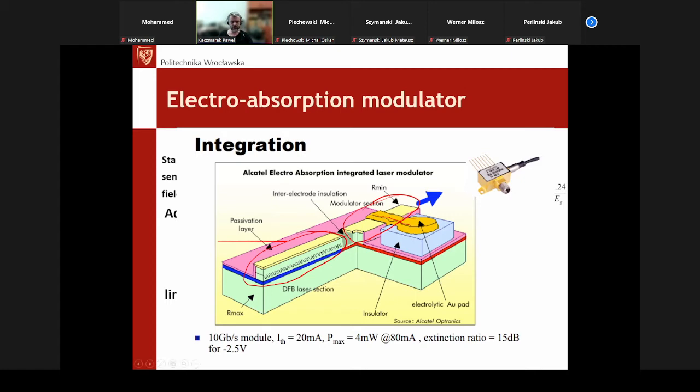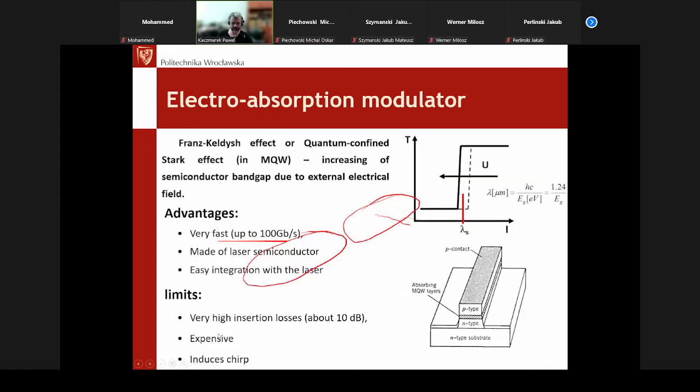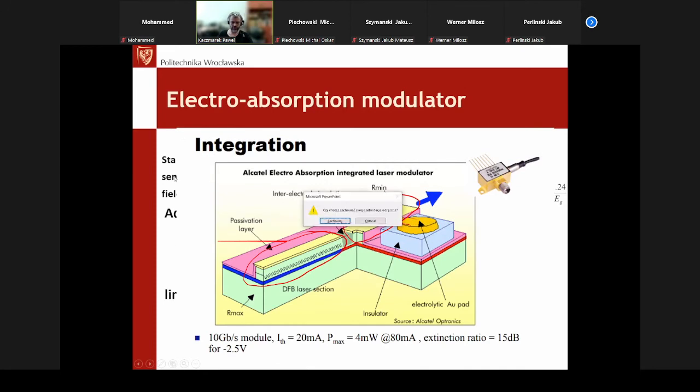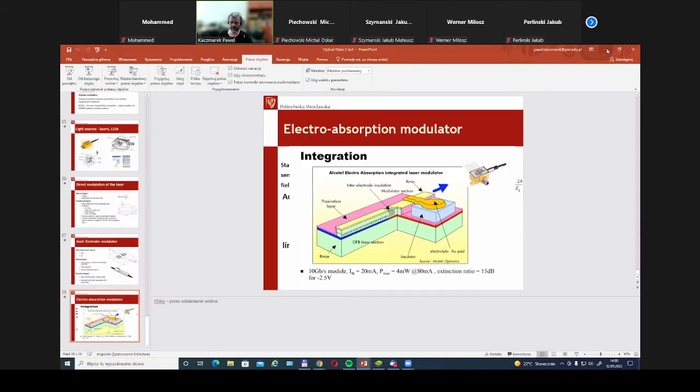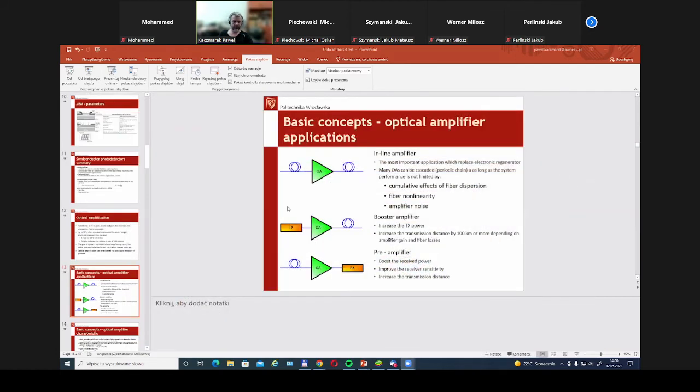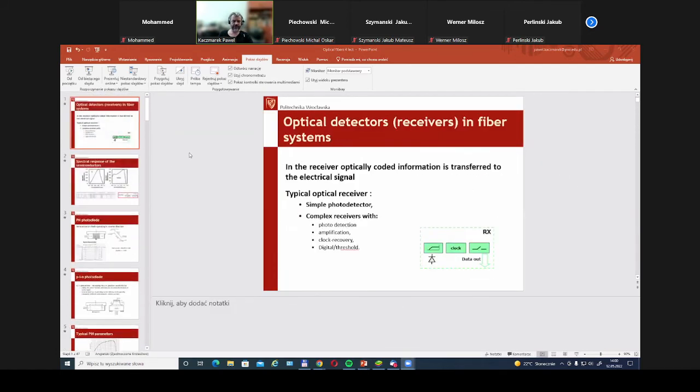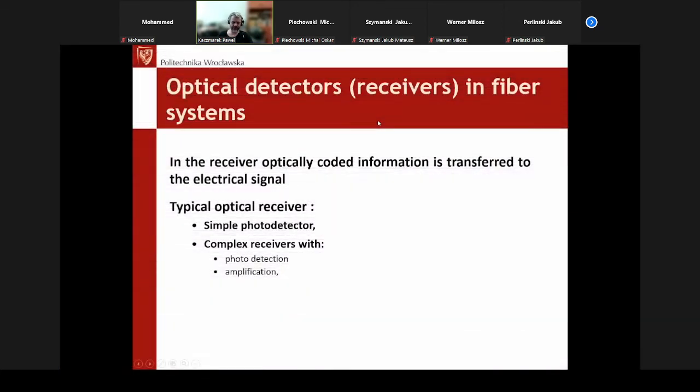Okay, so this is the last slide for this presentation, which I should have shown you in the previous lecture. So right now we can go to the next, quite big group of active devices in fiber systems.